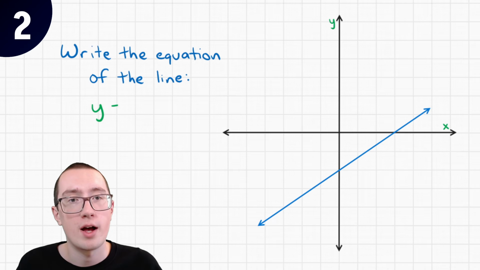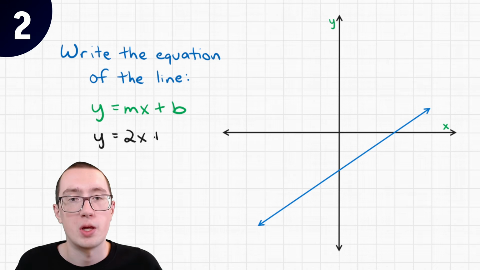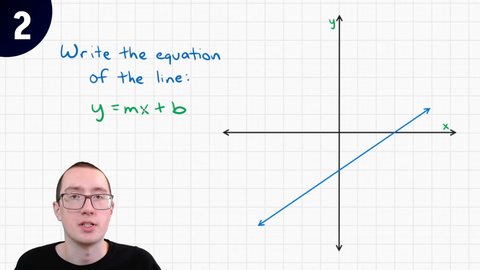Slope-intercept form is y equals mx plus b. Every equation of a line can be written in this way. So for example, the equation of a line could be y equals 2x plus 1. That's in y equals mx plus b. So y and x are always going to stay the same, but we need to figure out what m and b are and replace them with the right numbers.